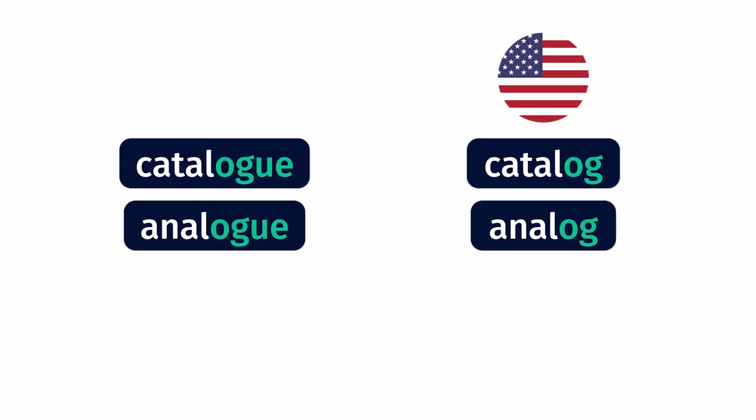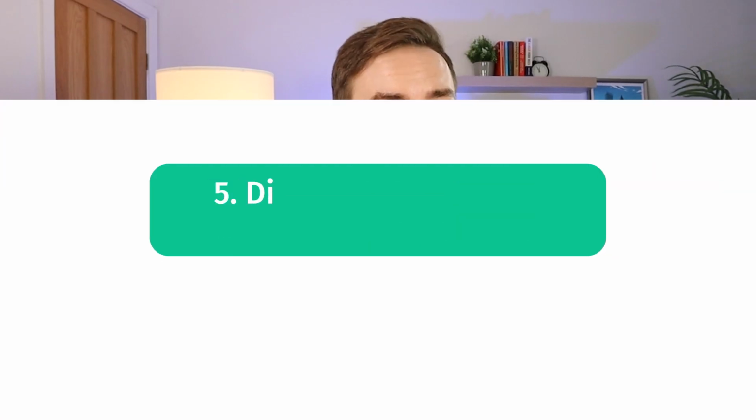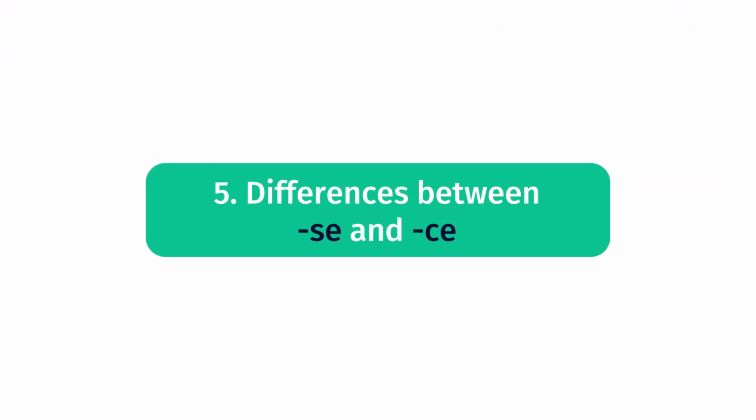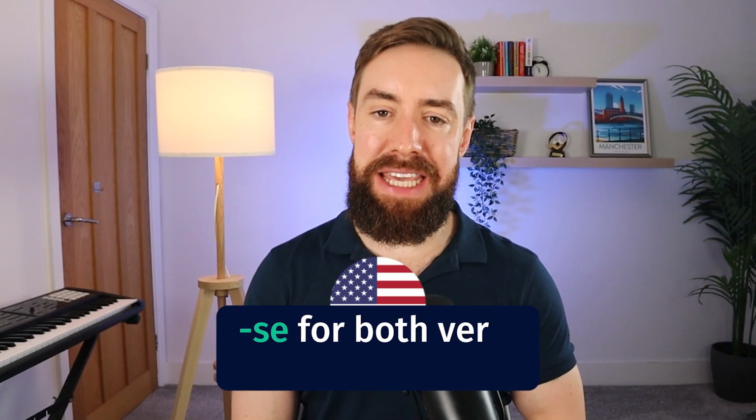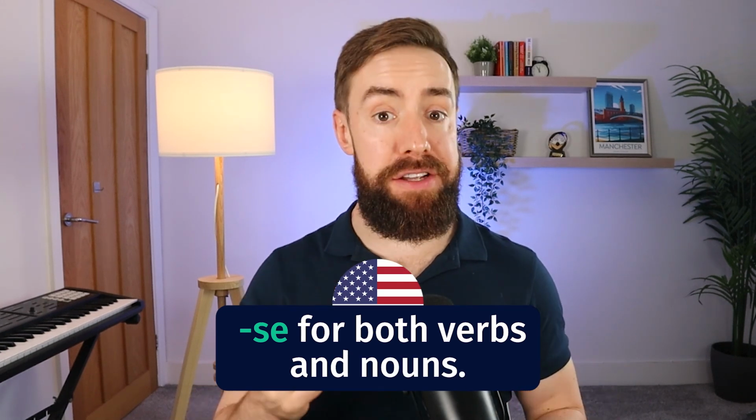Okay? This is not a super common one, but we have a list of the most common words where you might see this. And those words are catalogue, analogue, dialogue, and monologue. Difference number 5 is that American English generally uses SE for both nouns and verbs.